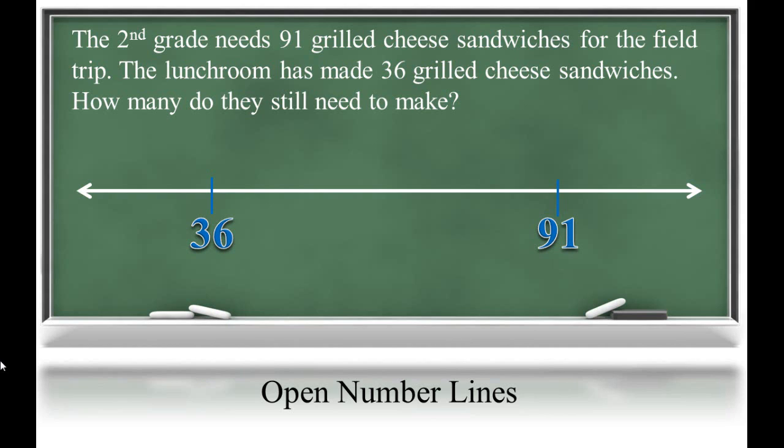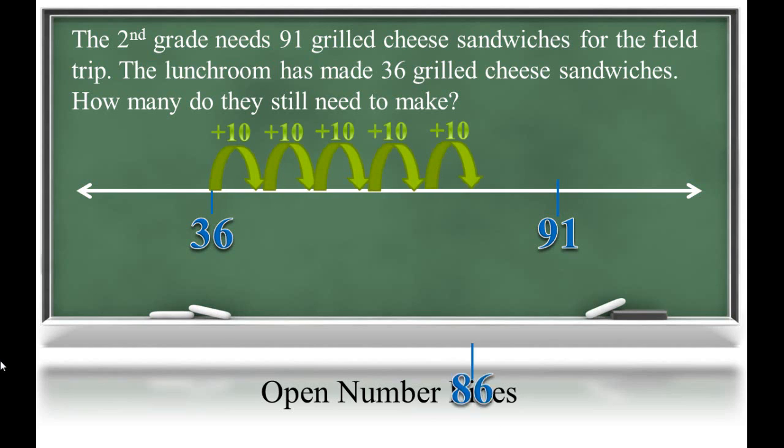An efficient way may be to count by tens. 46, 56, 66, 76, 86. Then adding 4 more to arrive at 90. And finally, 1 more brings us to 91. The learner can find the sum of the increments on the open number line to find the number of sandwiches that need to be made, 55.